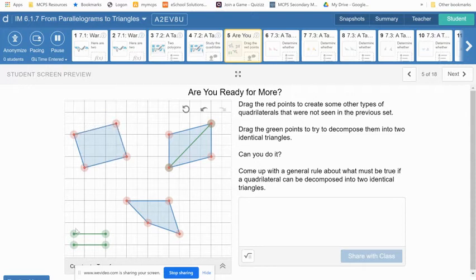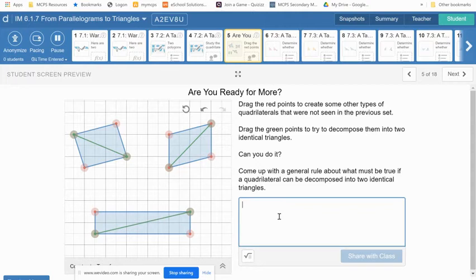There we go. Let's take the green, cut it in half right there. And let's make a super long rectangle. Okay. There we go. All right, come up with a general rule that must be true if a quadrilateral can be decomposed.